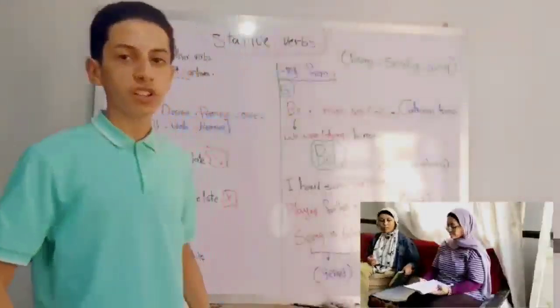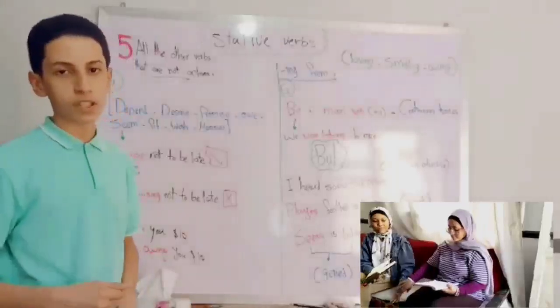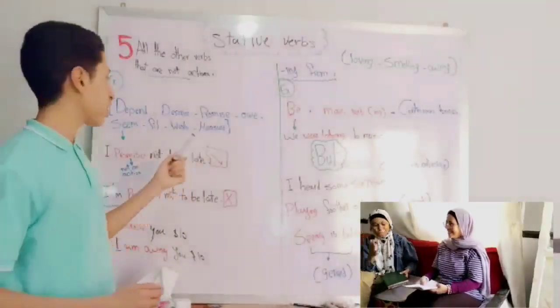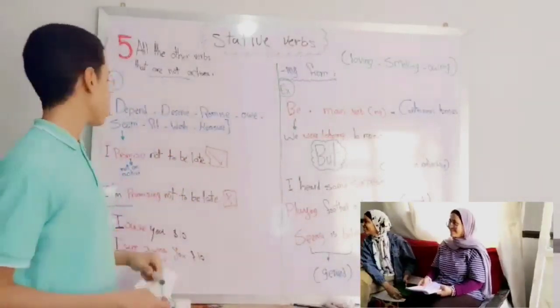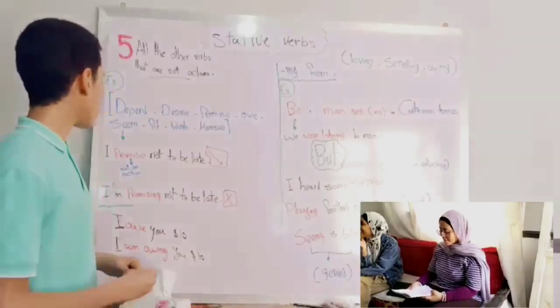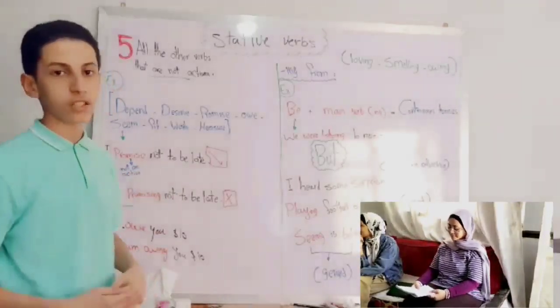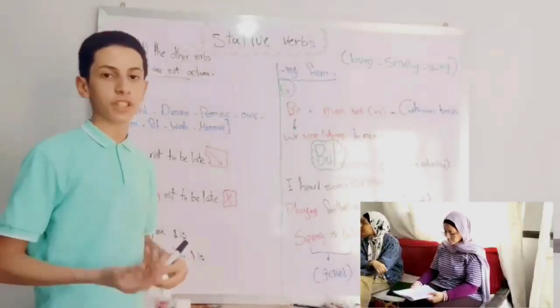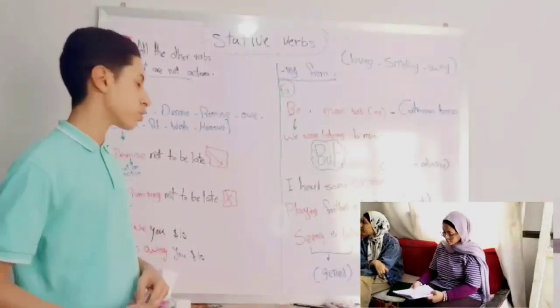So the last part is just all the other verbs that are not actions. For example, depend, deserve, promise, owe, see, fit, weigh, and measure. For example, I promise not to be late. So promise here is not an action. It's not something I physically do. I just say to you, I promise you.